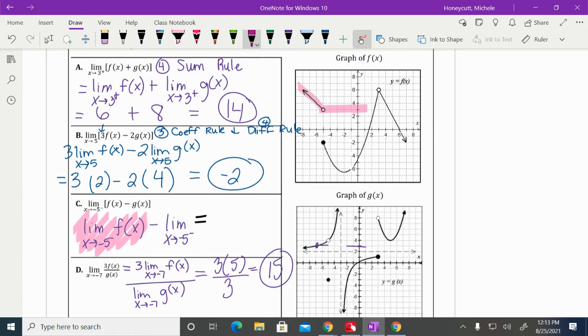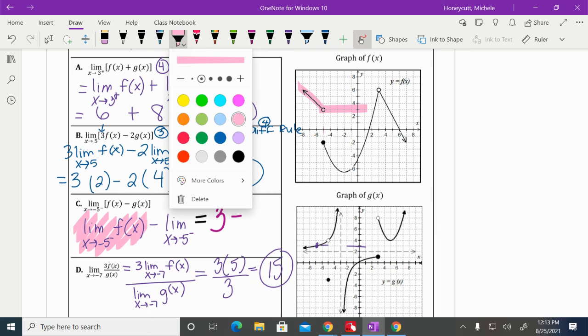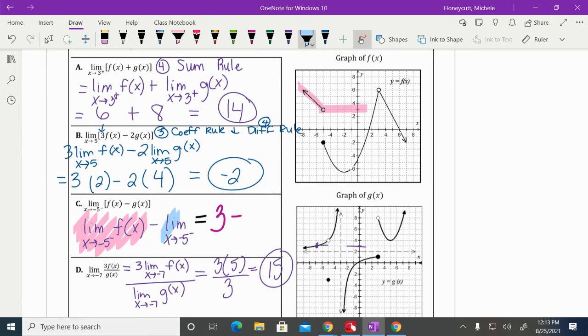So that's how I got the highlighted pink part to be 3. And then for this part, on G, I need to also label this G. On G, the limit as x approaches -5 from the left. -5 is right here. If I approach -5 from the left, I get really close to that open circle, which has a y value of 4. And so 3 minus 4 is -1.